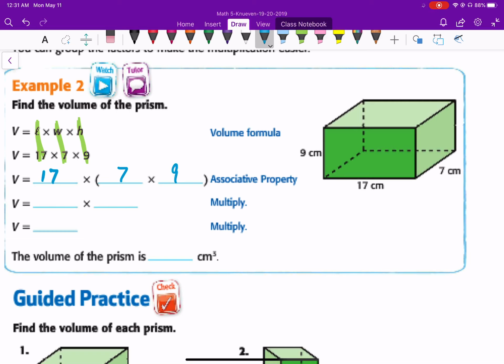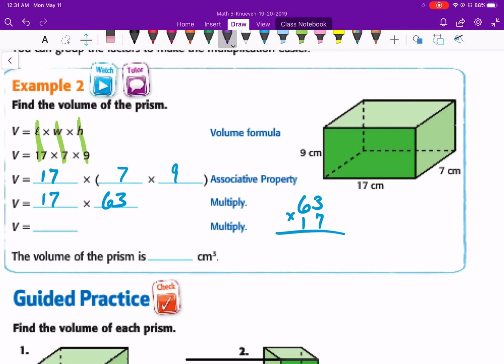I don't have to go 17 times 9 first. I can do some math that I know. So with the associative property, I can multiply 9 times 7, which is a whole lot easier to work with, and say 63. Now I can multiply that by 17. And again, do your work on the side. So I'm going to say 63 times 17.